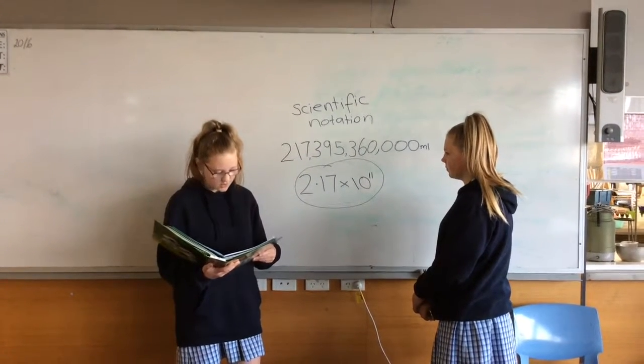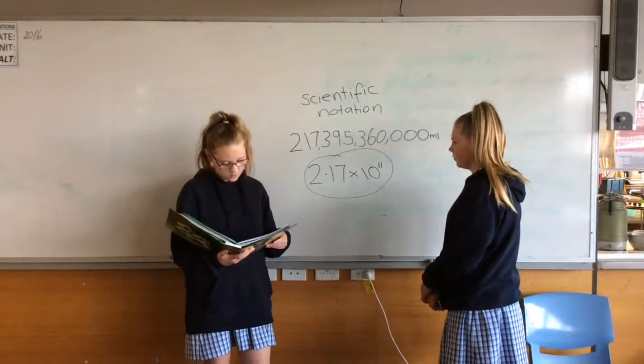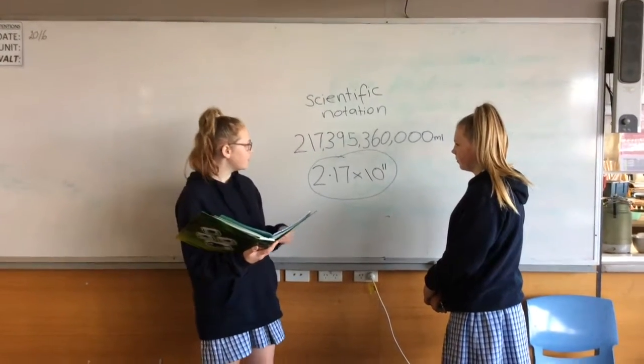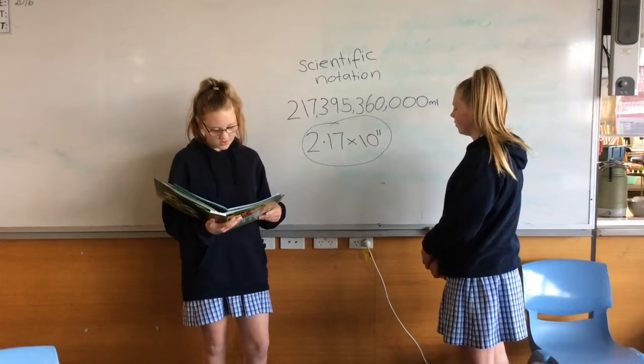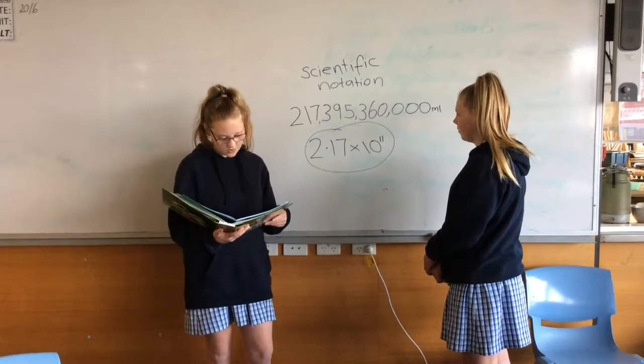If we expand this number, the total is 2.17 and 10 zeros after it, which is the closest to the actual number. That's why we do it this way.